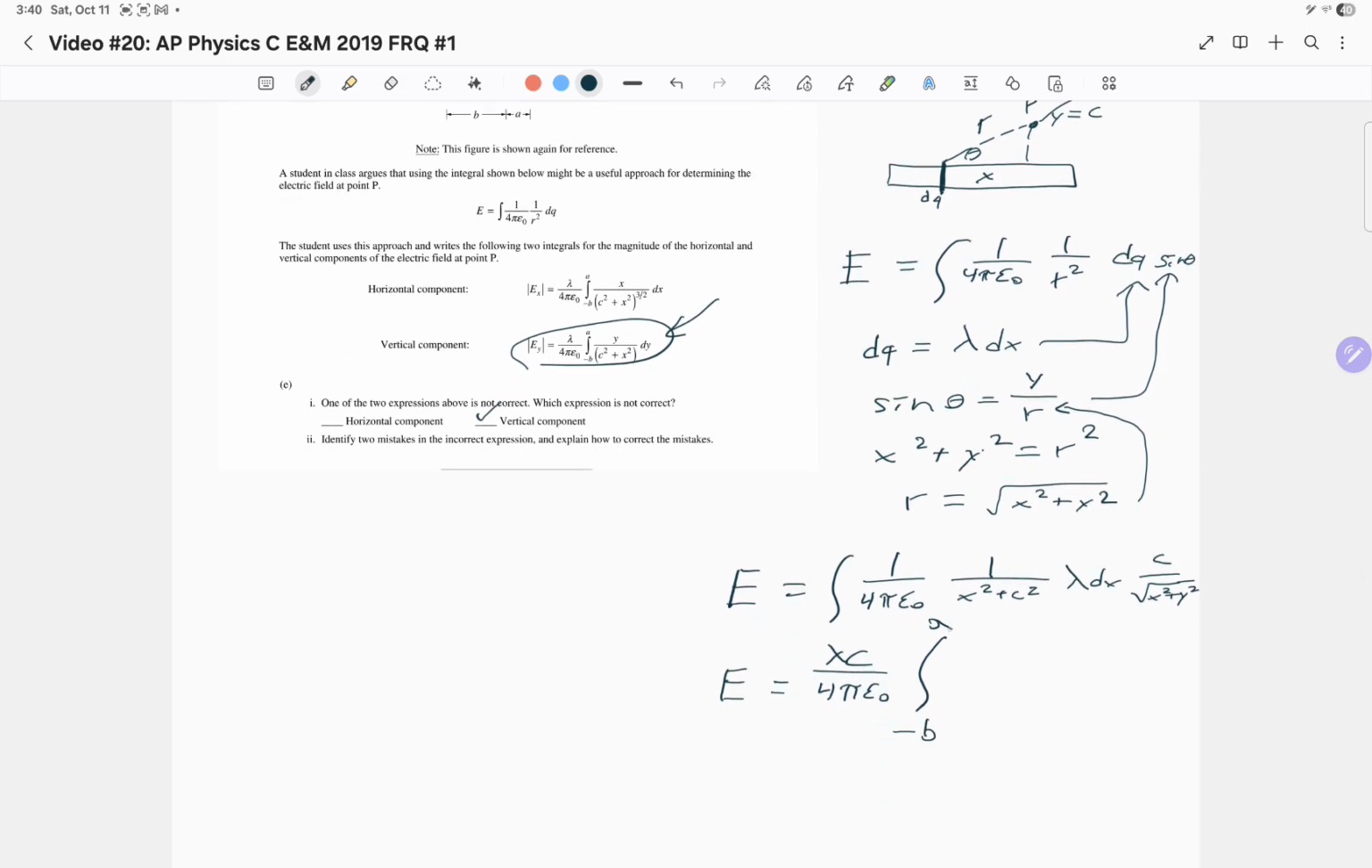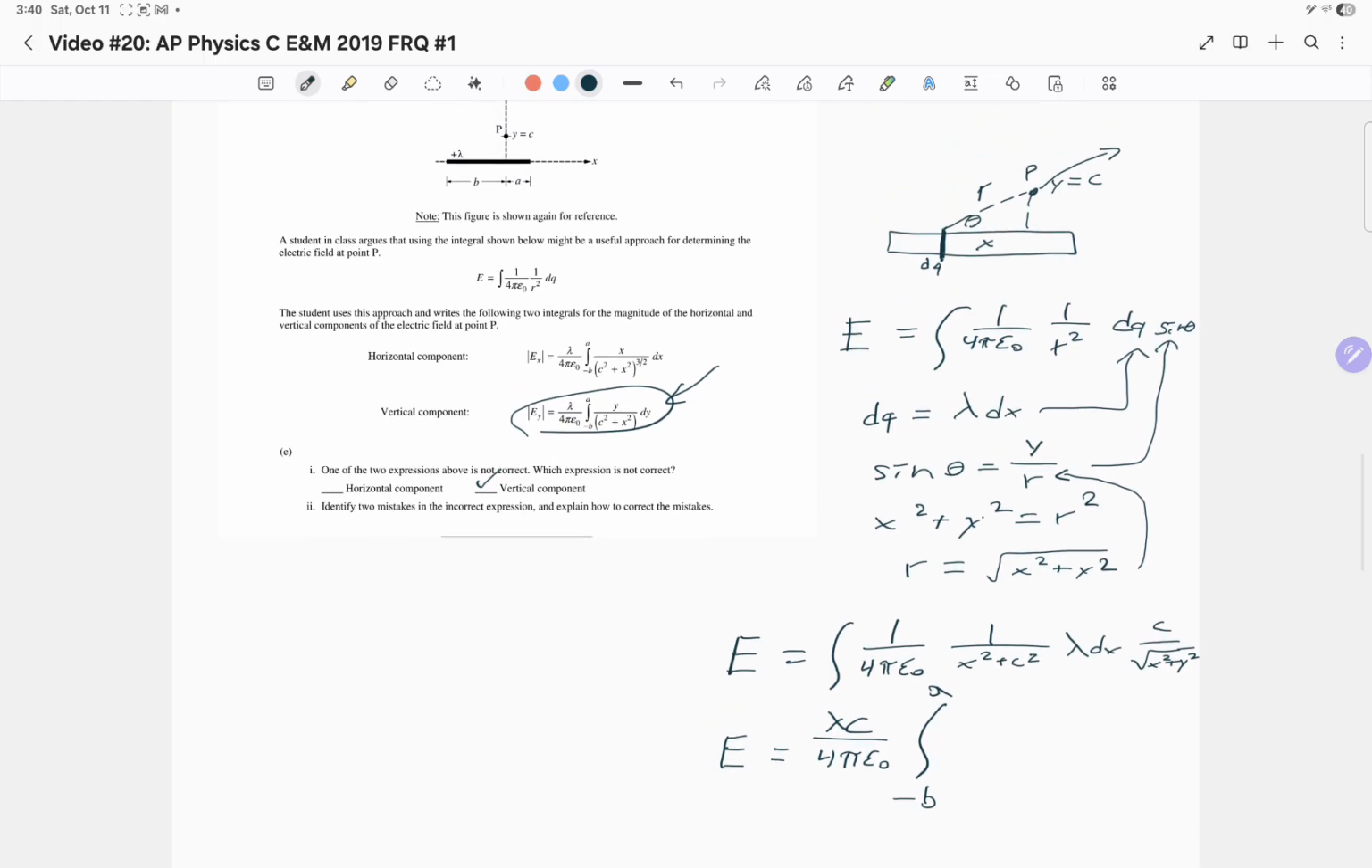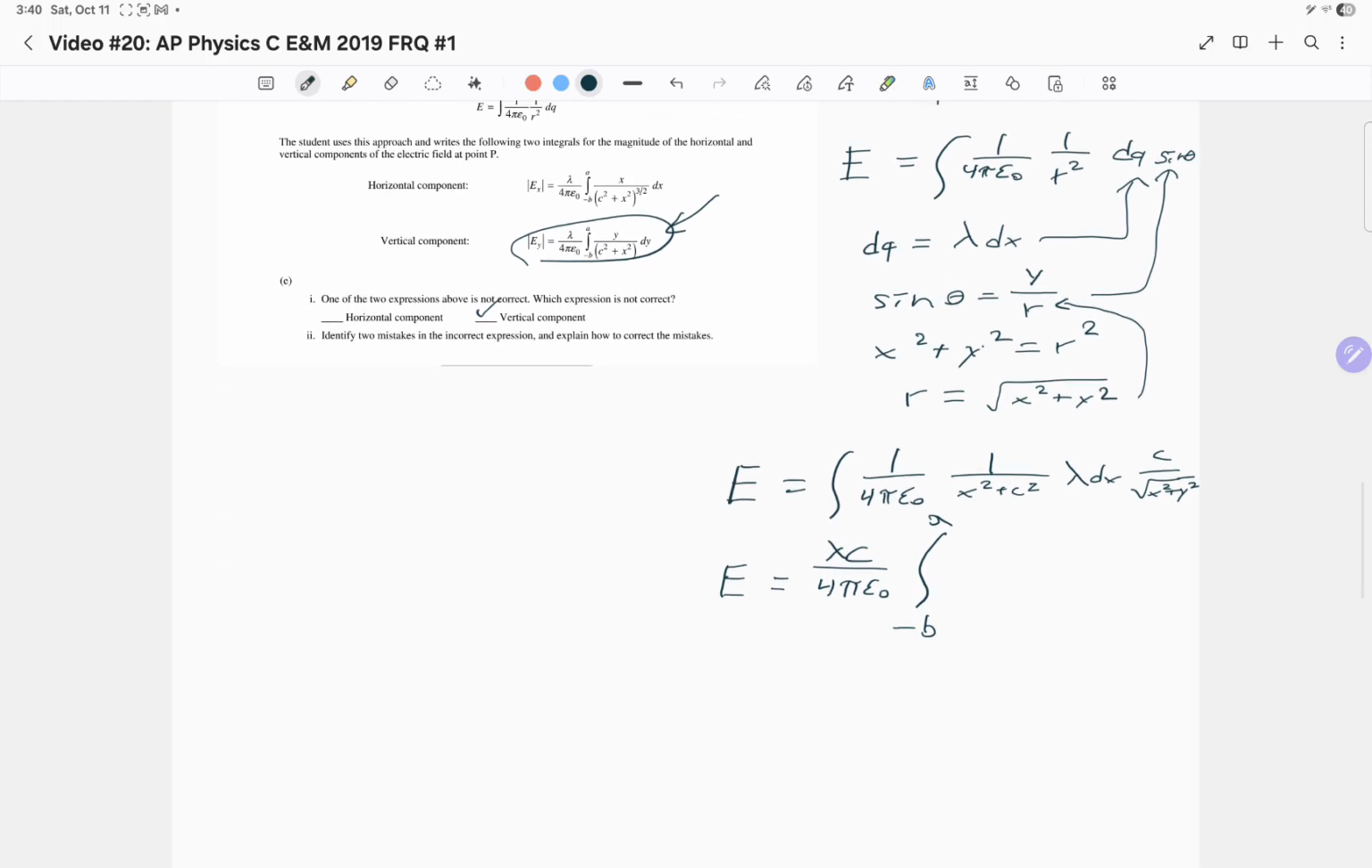The limits they had were right, but the limits they have are quantities on the x-axis, not the y-axis, which just shows again why dy is not correct. But I'm just showing what is correct, just so, if you were so inclined, x squared plus c squared to the 3/2 dx. Because c is a constant, we can pull it out of the integral. So I'm pretty sure that is the actual integral for the vertical component.